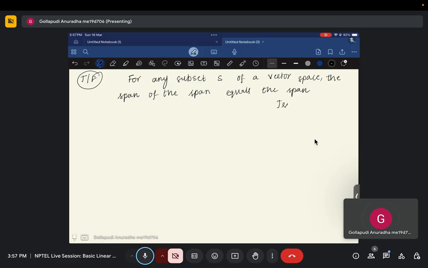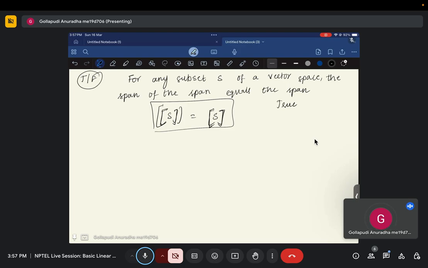True. Yeah. So if S is a subset of a vector space, then span means whatever basis you have for that, all the linear combinations you do of the vectors in S, that is called the span. Okay, first of all, let's write it in mathematical form: the span of the span equals the span. So we have to see whether this is true or not. You have some vectors in S, and by taking linear combinations you get the span.